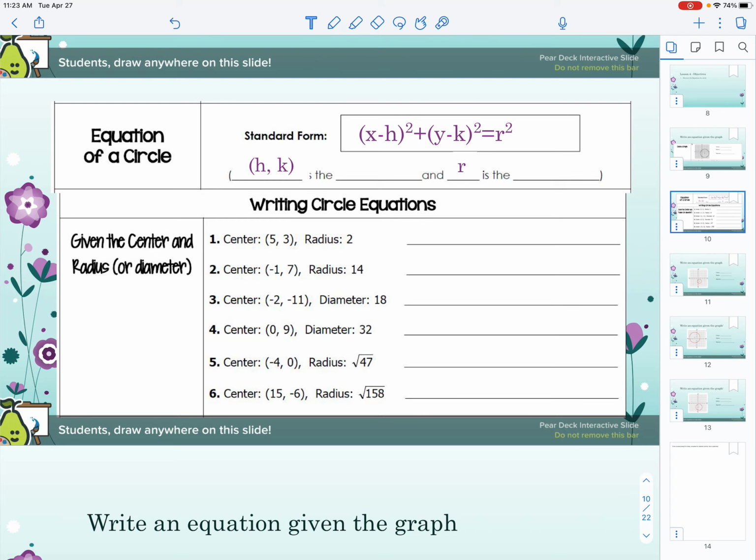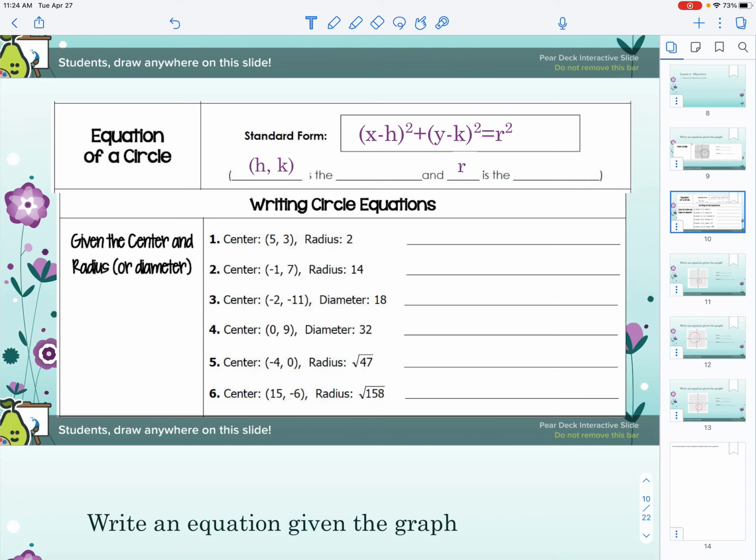And today we're in Pear Deck. So go ahead and join our Pear Deck. Pause the video until you do, and you're going to take some notes in Pear Deck today. Okay, hopefully everyone is in Pear Deck and you can take notes as we go.